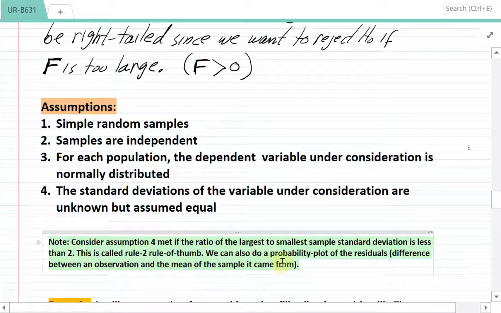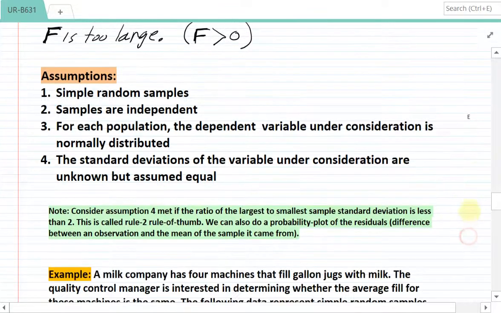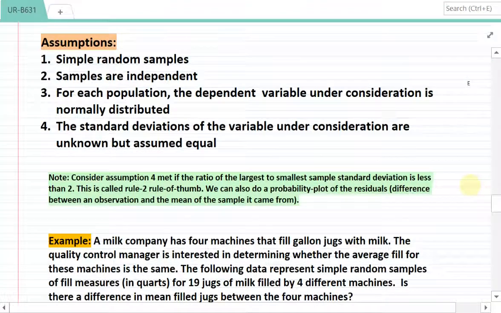Or you can actually do a more fancy work, which I'll do for you later in Minitab. You can do a probability plot of the residuals. What's a residual? A residual means leftover. Residual is the difference between an observation and the mean of the sample. What's left over is called residual, or the error. Okay, so that's how you can check that assumption. And there you have it.